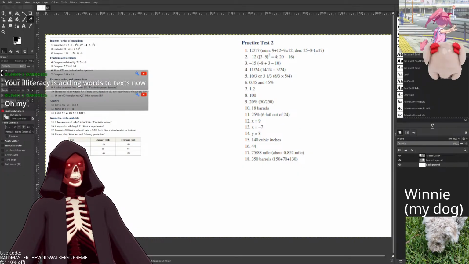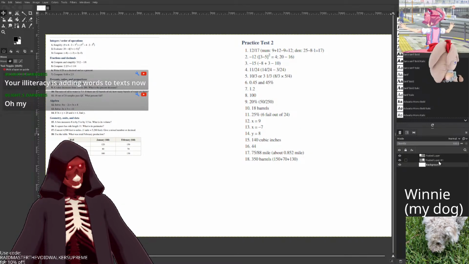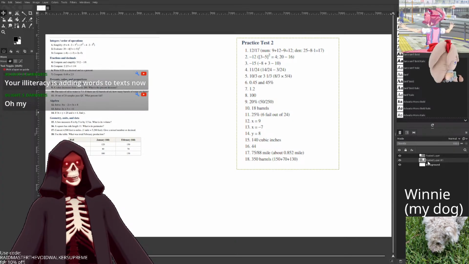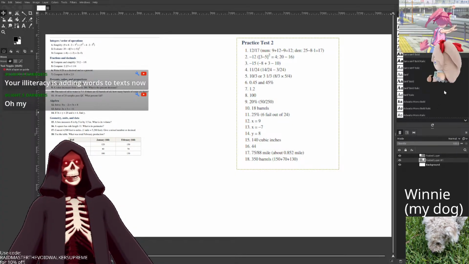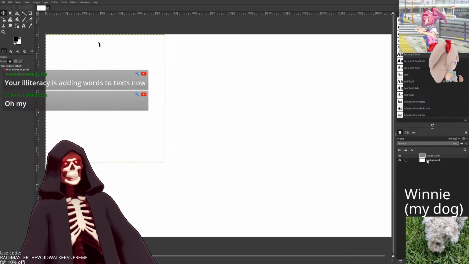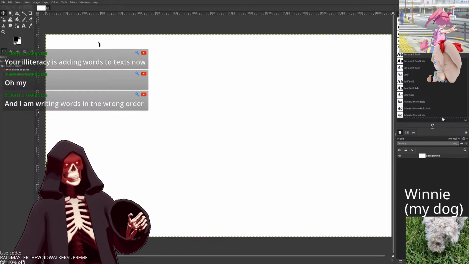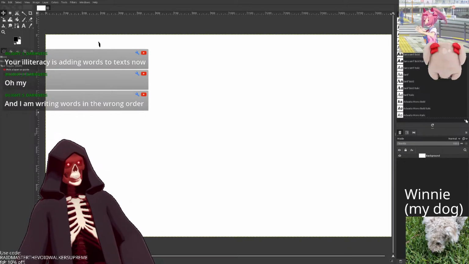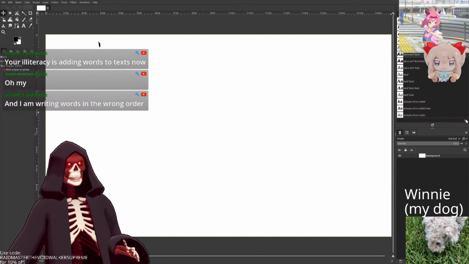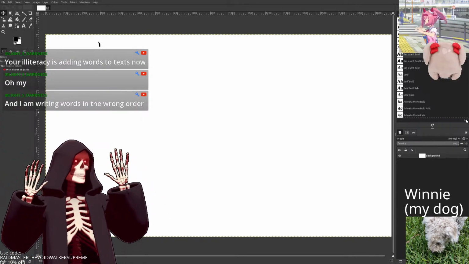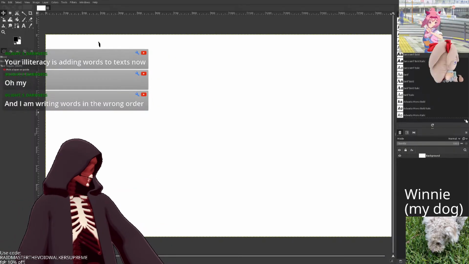Your literacy is adding words to text now. Where did you read gift there? Sending it to you, Lights. Oh, I just assumed that Nemesis was sending you some weird gift or whatever. Delete layer. And I'm writing, oh my. And I am writing words in the wrong order. Hey look, I'm okay at math, not good at reading, okay? That's how it goes.